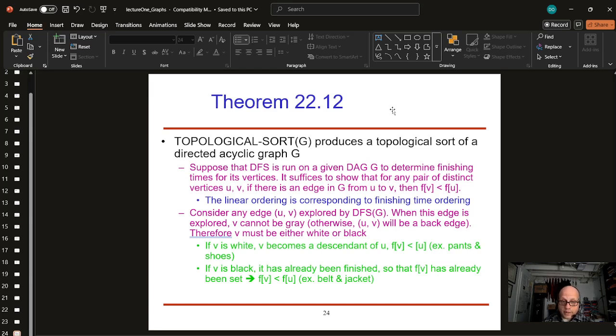Here you consider any edge (u, v) being explored by the depth first search. When this edge is explored, v cannot be gray, otherwise (u, v) would be a back edge. So v would be either black or white. If v is white, it becomes a descendant of u, where f[v] is less than f[u]. If it's black, it has already been finished, so f[v] has already been set.